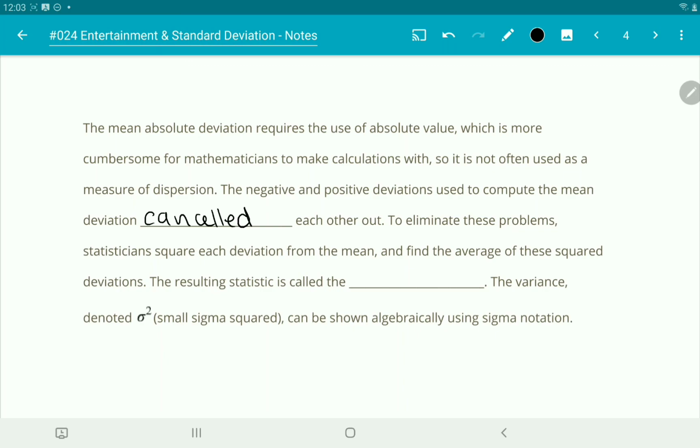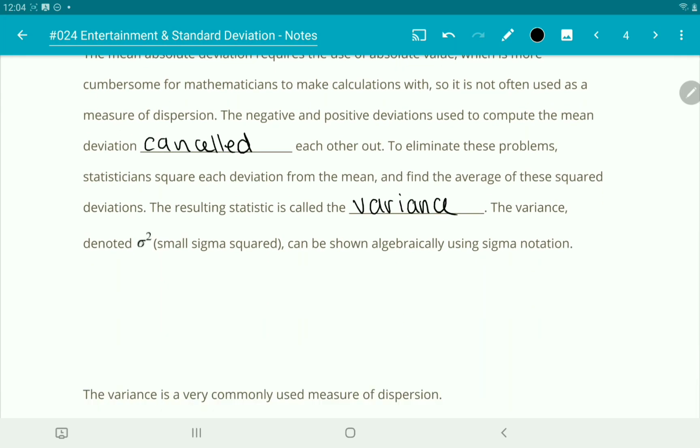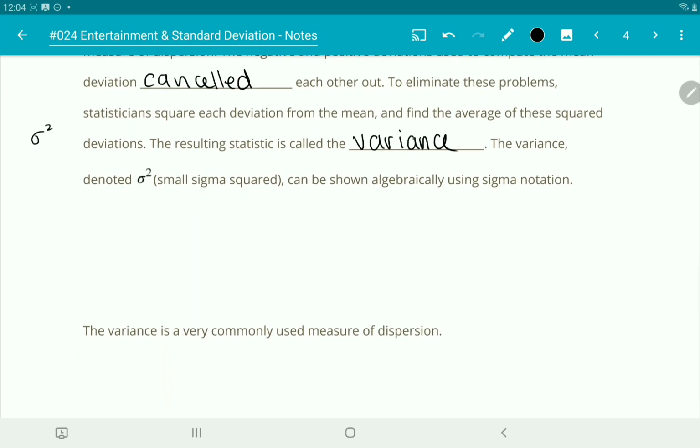So to eliminate these problems, statisticians, or mathematicians who work with statistics, square each deviation from the mean. So they take the number minus the mean, and then we're just squaring it, putting a little 2 on the top, multiplying it by itself. Each deviation from the mean, and we're finding the average of these instead. So this is going to be called the variance of the numbers. The variance, which we denote as small sigma squared, you can draw it like that, can be shown algebraically.